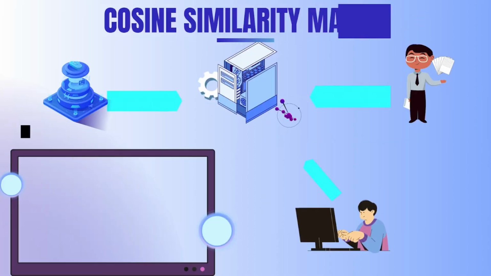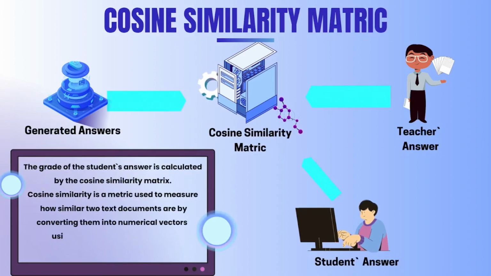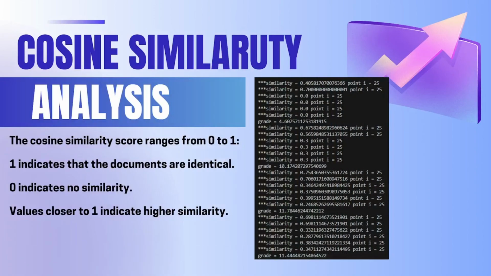The grade of the student's answer is calculated by the cosine similarity matrix. Cosine similarity is a metric used to measure how similar two text documents are by converting them into numerical vectors using techniques such as TF-IDF, term frequency inverse document frequency. The cosine similarity score ranges from 0 to 1. 1 indicates that the documents are identical. 0 indicates no similarity. Values closer to 1 indicate higher similarity.